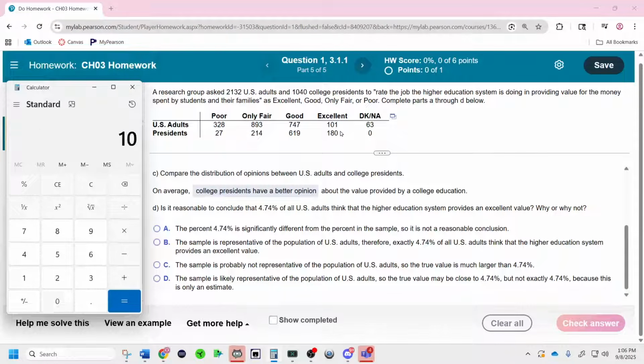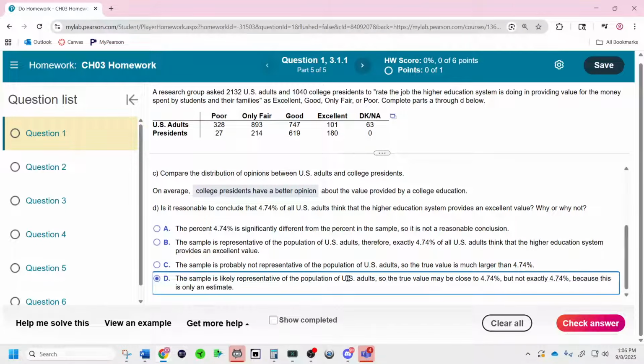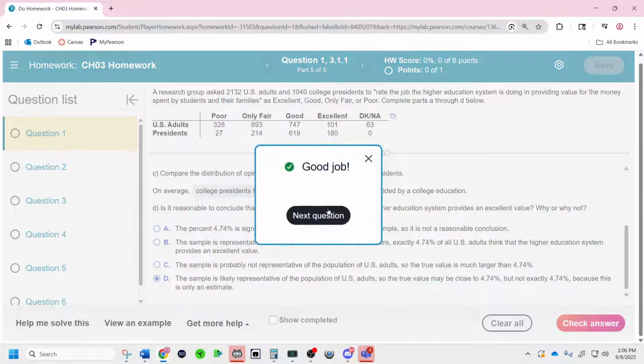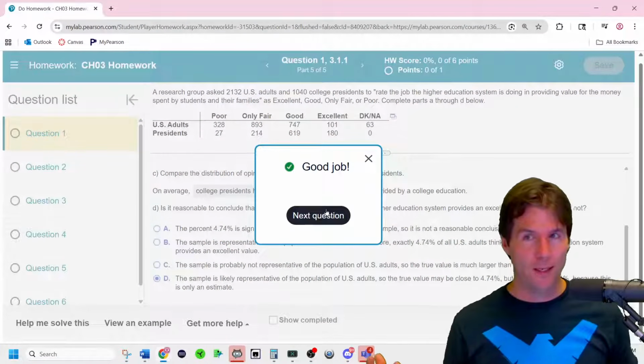It's 101 out of the 2132, and it is about 4.74%. We can see right there, that is the 101 out of this. And as long as the sample is representative, we should be good. Therefore, it would be close to this. It's not exactly. If they take a good representative sample, then it should be about that in the population.